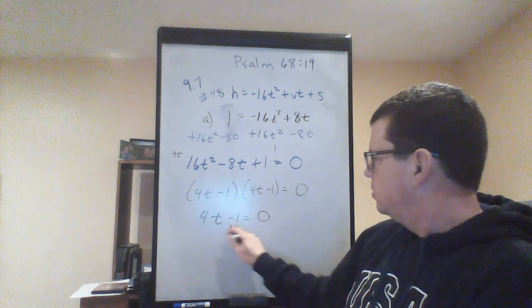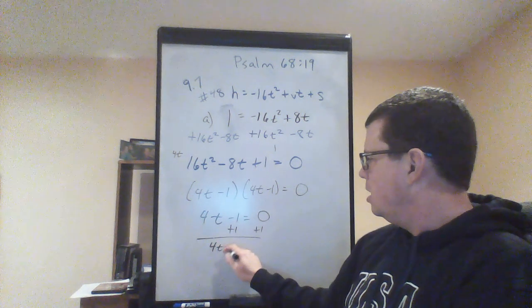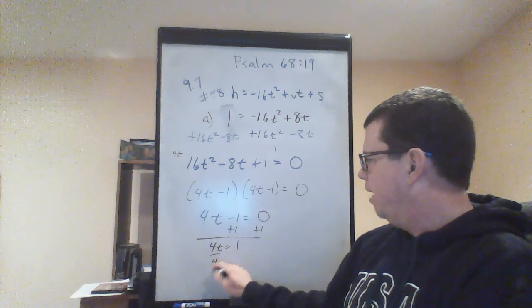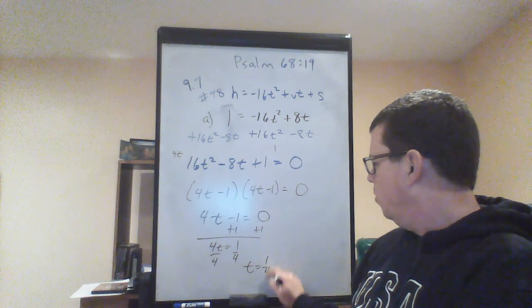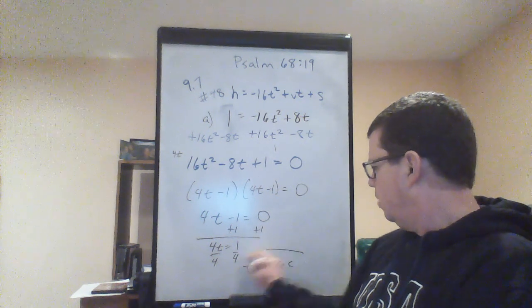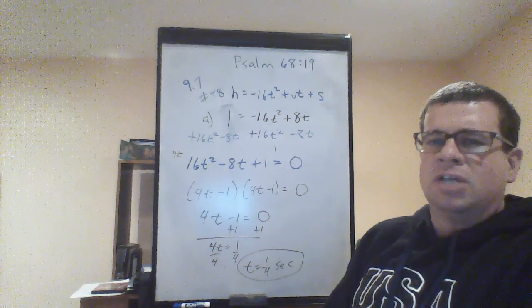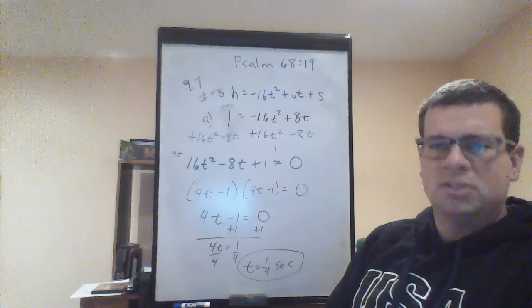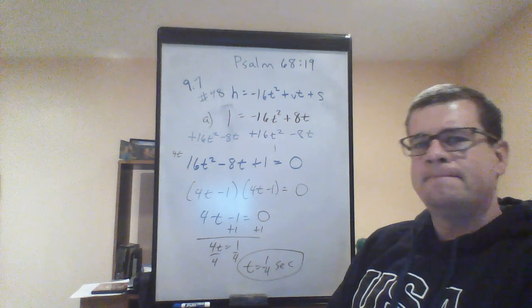So now I've got a two-step equation to solve. I add 1 and add 1. I get 4t equals 1. And then divide by 4 and divide by 4, I get t equals 1/4. And again, I think I know we're talking time here and we're talking seconds. So it's going to take this grasshopper about 1/4 of a second before it's 1 foot off the ground.